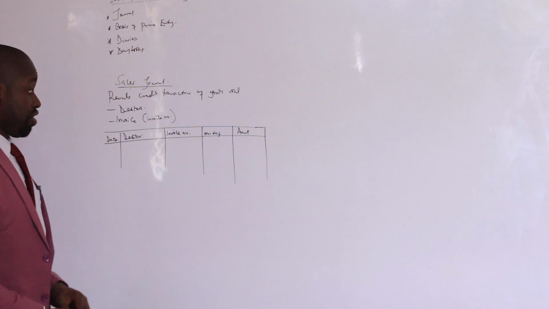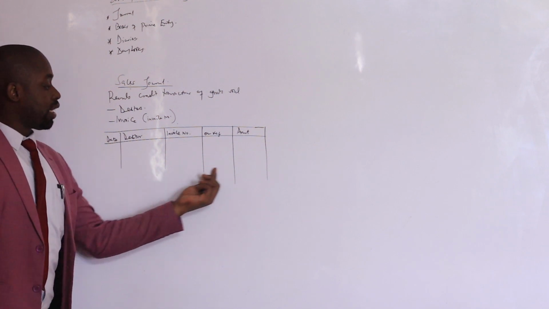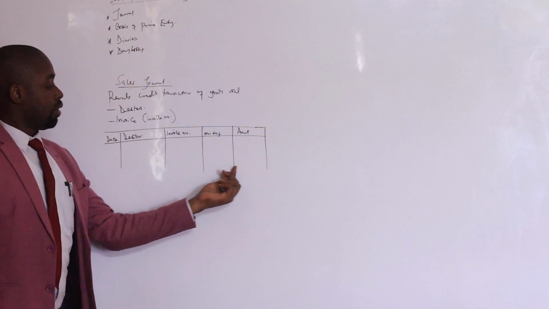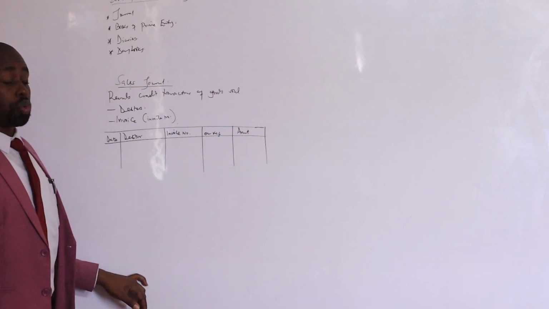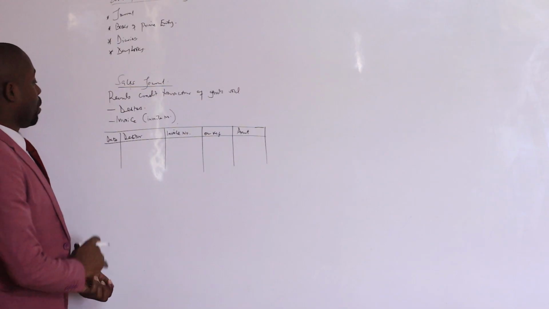So this is not a ledger. It is a pro forma document that is used to capture all people you sold goods to on credit. So this is how it looks like.